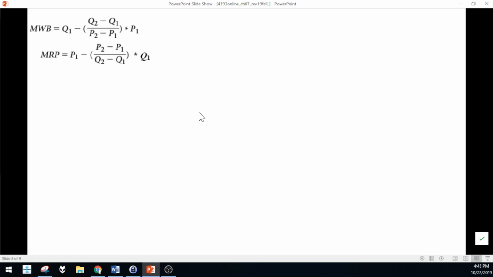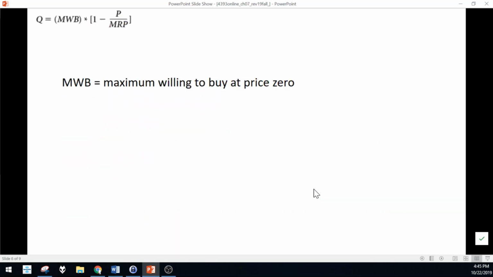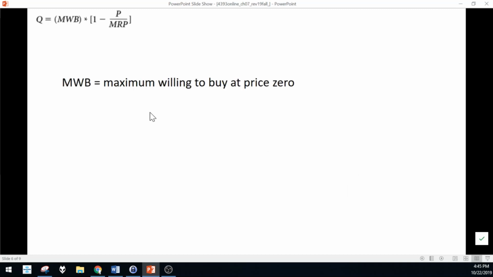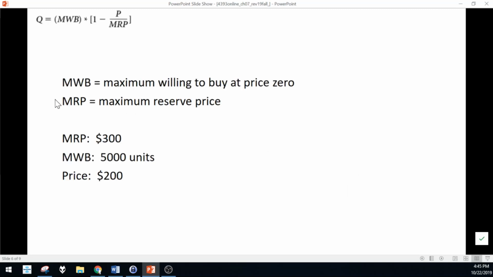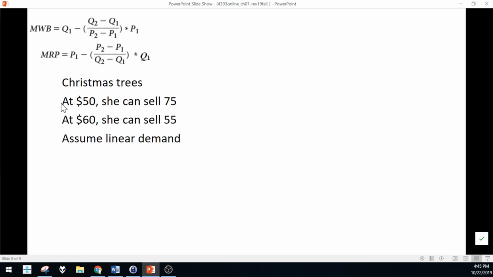Okay. So another example using these formulas. Jenny sells Christmas trees. She knows at 50 bucks she can sell 75 trees. She knows at 60 bucks she can sell 55 trees. Assuming linear demand, and that's what we're doing here, if we go back here, the line is perfectly straight. Assuming linear demand, what is the maximum willing to buy? And what's the maximum reservation price?